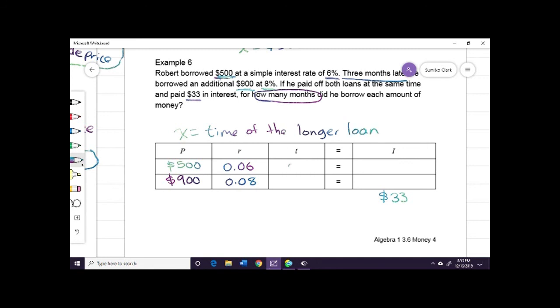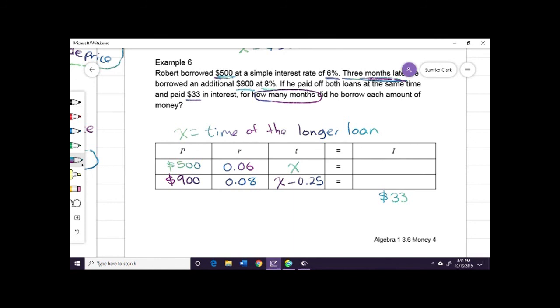Okay, so we're going to put x in here, and then we need to come up with an expression for the time of the shorter one in terms of x. We know that the shorter one was 3 months shorter, but we're going to convert that to years because we do our interest formula in terms of years. So 3 months is 0.25 of a year. So the length of this loan would be x minus 0.25 for those 3 months, which is a quarter of a year.